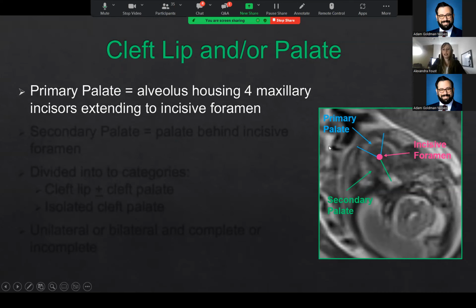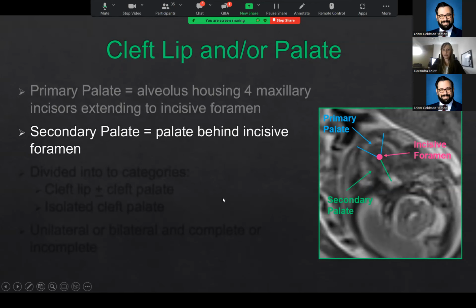So the primary palate is going to be formed related to those medial nasal processes as they fuse at the midline and come down, whereas the secondary palate is formed from palatal shelves from the maxillary processes as they're coming in. So they actually are coming from different structures embryologically, and that's perhaps why we see differences where you might have clefting of just the primary palate or just the secondary palate or both.